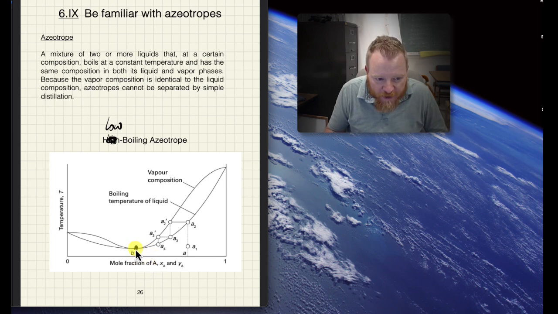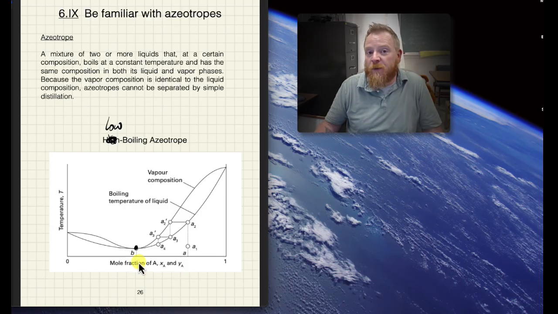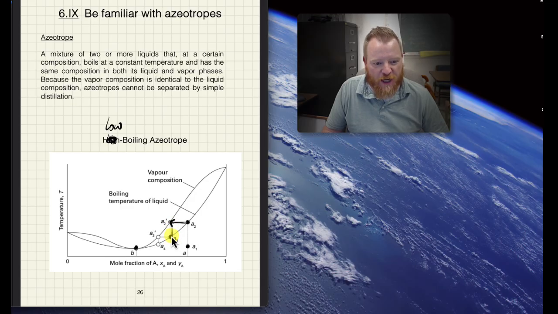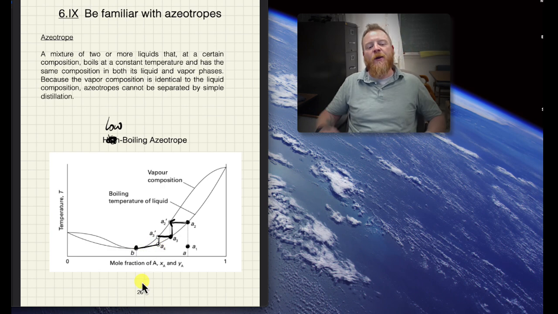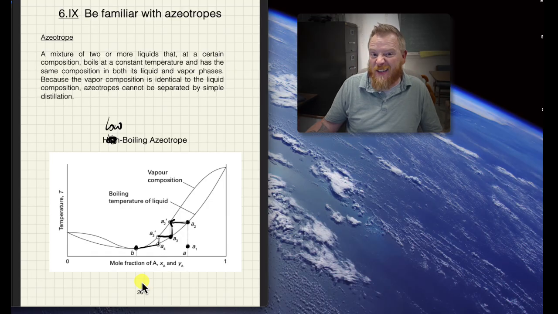We can't separate those things from each other because at boiling, the vapor and the liquid will be in the same composition. For example, if we started at A1 and we were boiling that mixture, we can see that the vapor will be enriched in the more volatile component. We would condense that down on our fractionating column, boil it again, condense it, boil it again, condense it, boil it again. But once we get to that point right there, we can no longer use our fractionating column. It is inseparable because it's an azeotrope.